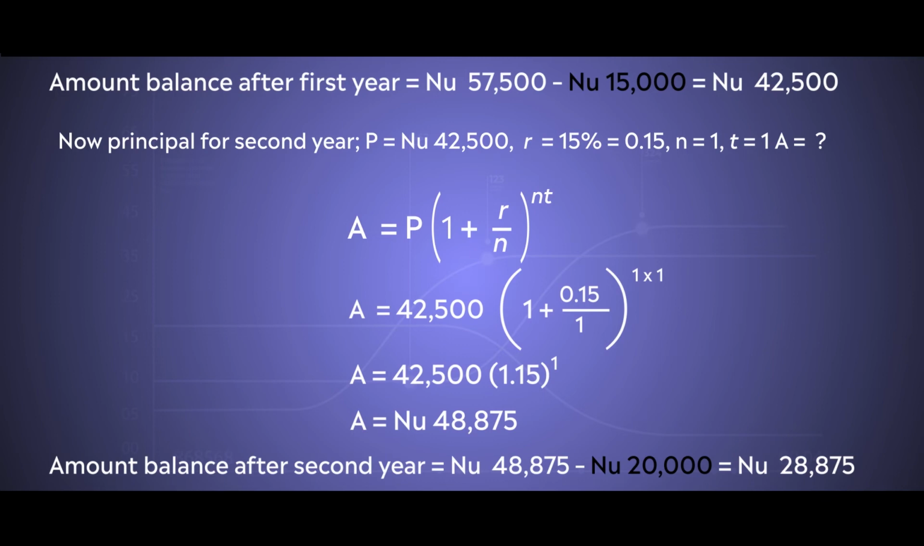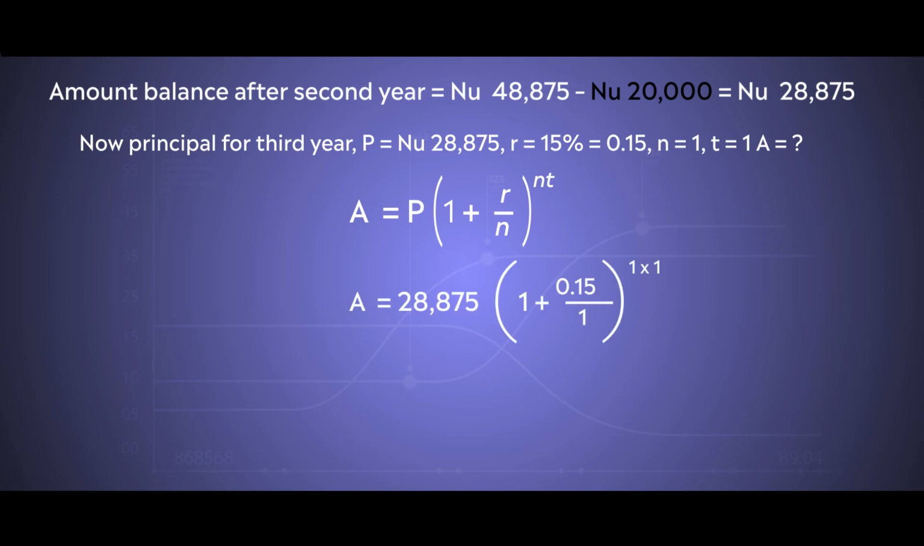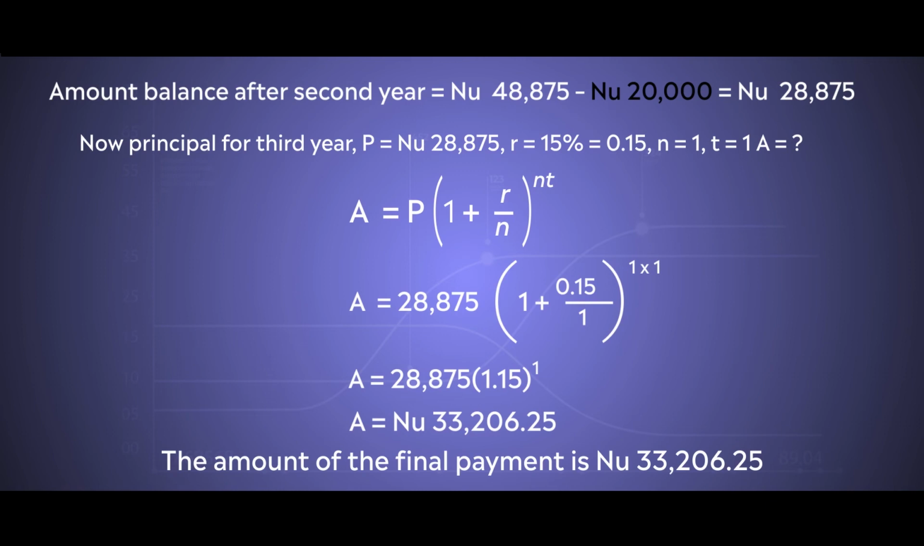What will be the final amount that he needs to pay after the third year? The remaining principal of the second year, the rest of the terms like rate, time, and compounding frequency remain the same. Only the principal changes. So with the principal of the second year balance, 28,875 times (1 plus 0.15 over 1) raised to 1 times 1, it is going to be 28,875 times 1.15. You are going to get the amount equal to 33,206.25. After the third year, you have to pay Nu 33,206.25.